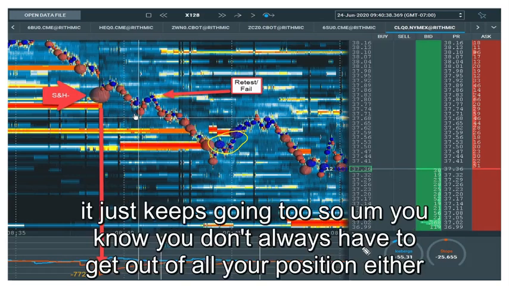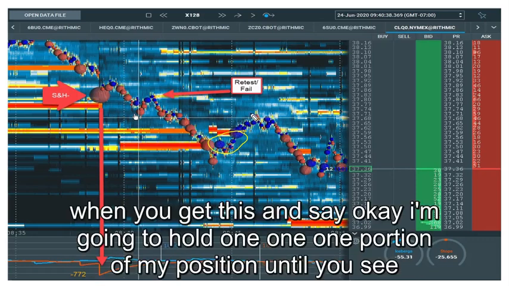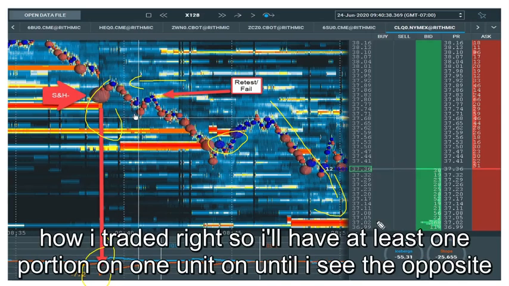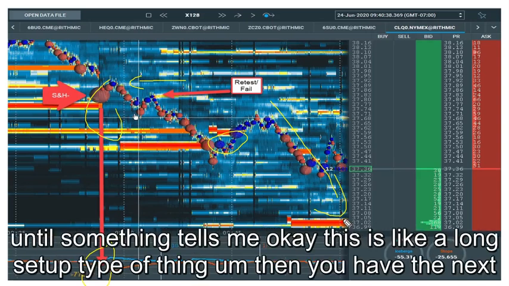So again, there's going to be times that it just keeps going too. So you don't always have to get out of all your position either. You can get out of a part when you get this and say, okay, I'm going to hold one portion of my position and see if it can get back above here. If it can't, I'm holding until I see an opposite signal. That's how I trade it, right? So I'll have at least one unit on until something tells me, okay, this is like a long setup type of thing.